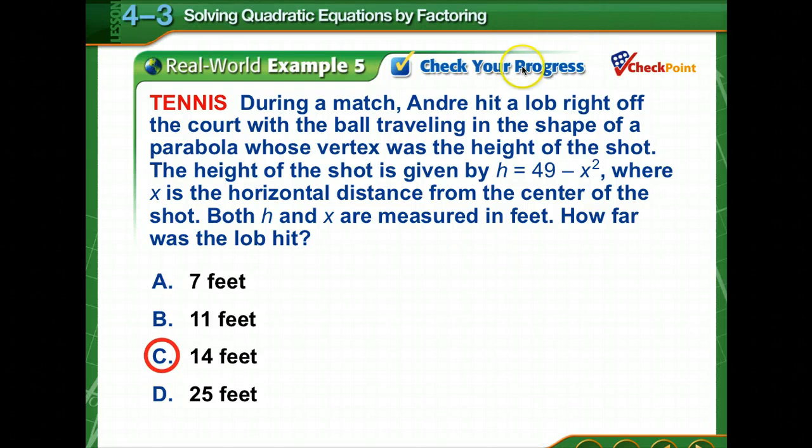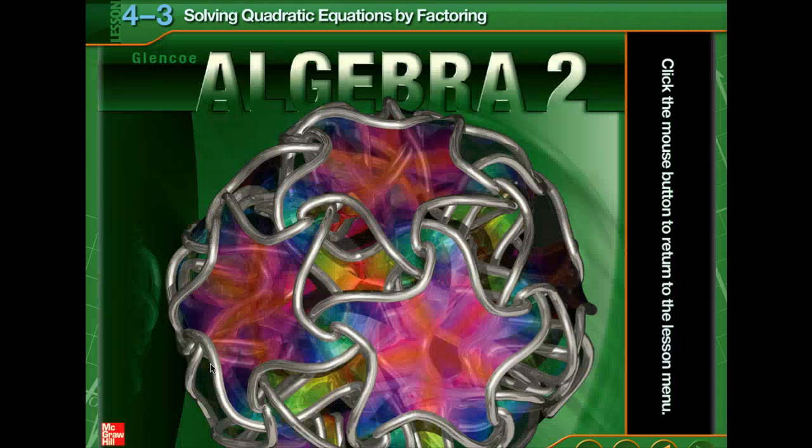Well, I've got h equals 49 minus x squared. Again, we're going to multiply both sides by -1. So we've got x squared minus 49 equals 0. Our factors are x plus 7, x minus 7, and the difference between a positive 7 and a -7 is 14 feet. Awesome. You're ready to begin the assignment. Good job, folks.